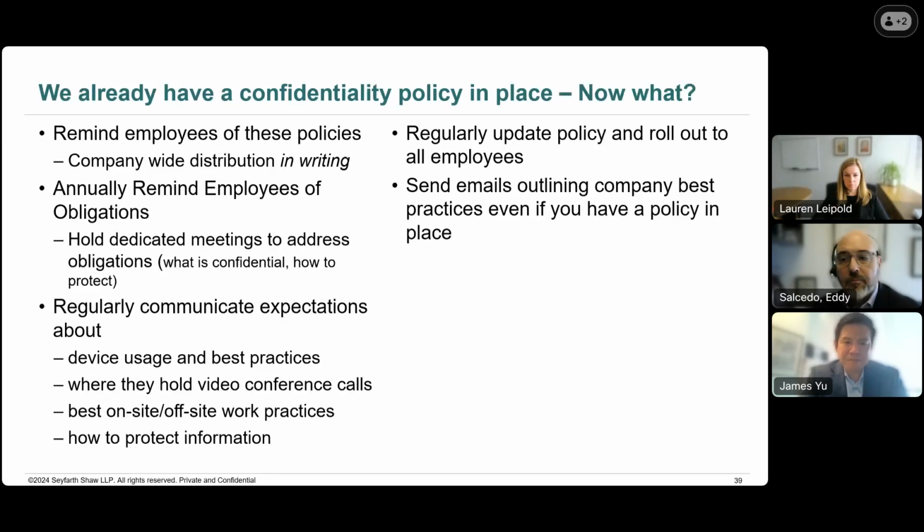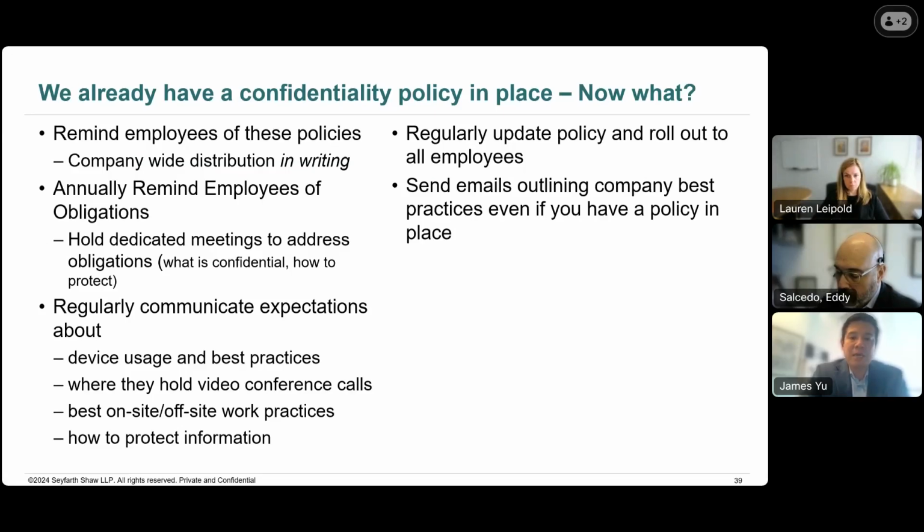Next slide. So you already have a confidentiality policy in place, and your employees already signed NDAs. What's next? So here again, I'll just quickly go through this because we're short on time, but I've highlighted some key factors of an effective protection plan, some of which we already discussed. But the one takeaway here I want to stress is that it's important to hold regular training sessions and meetings to address confidentiality obligations.